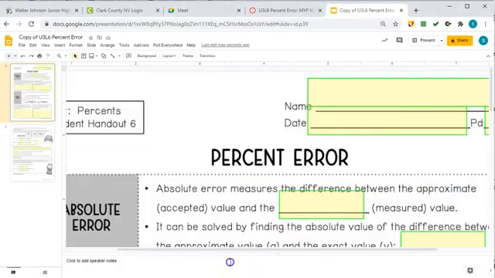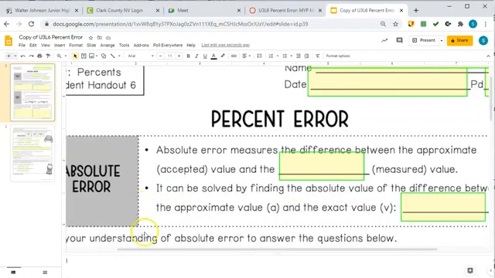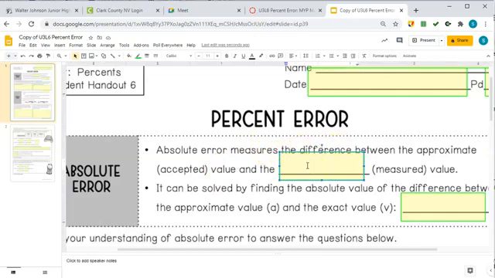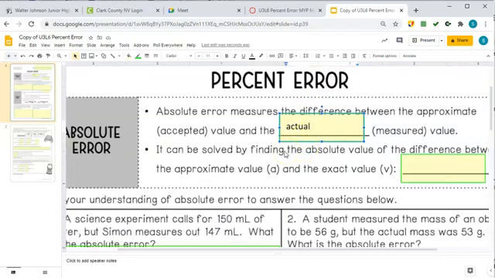Alright, so again, today we're talking about percent error, and the first thing we need to talk about is absolute error. Absolute error measures the difference between the approximate value and the actual value. For example, I have a meter stick. I'm assuming that it's a meter. It's probably a tiny little bit different because it's made out of wood, and wood expands and contracts and dries out and changes shape slightly. So my meter stick isn't exactly a meter.